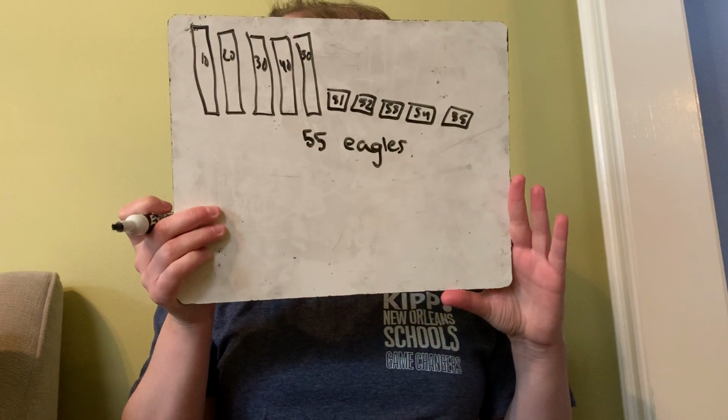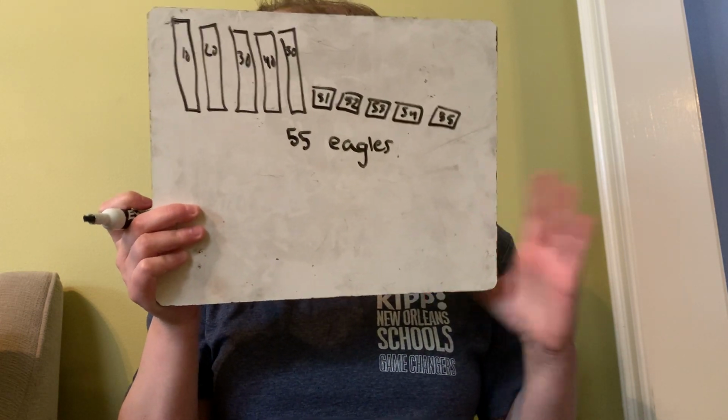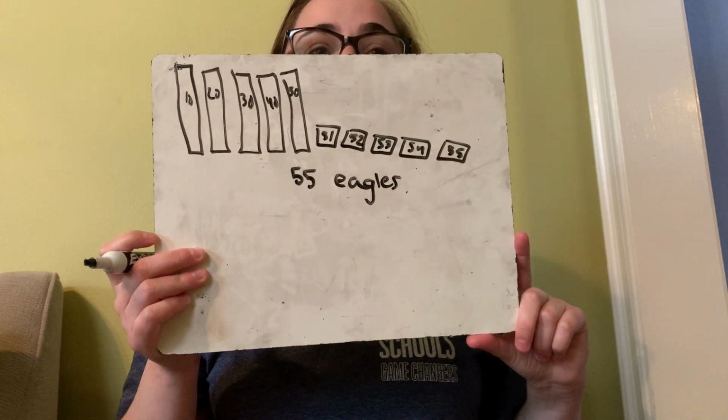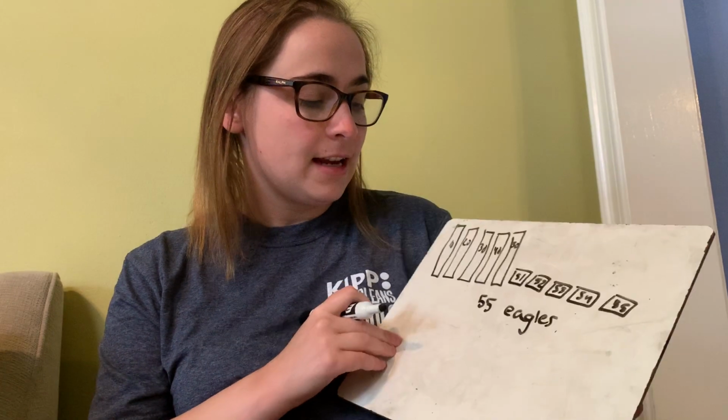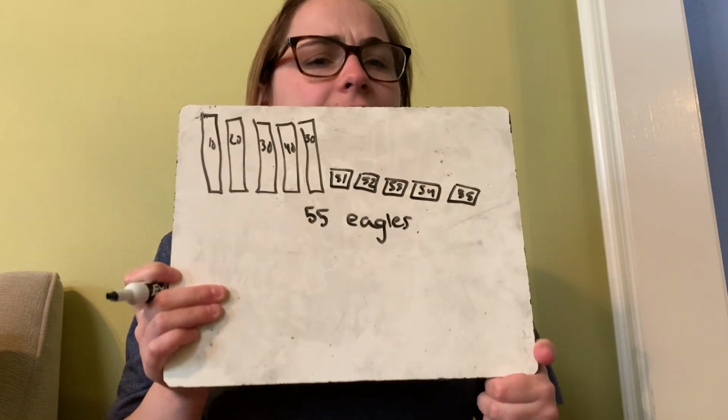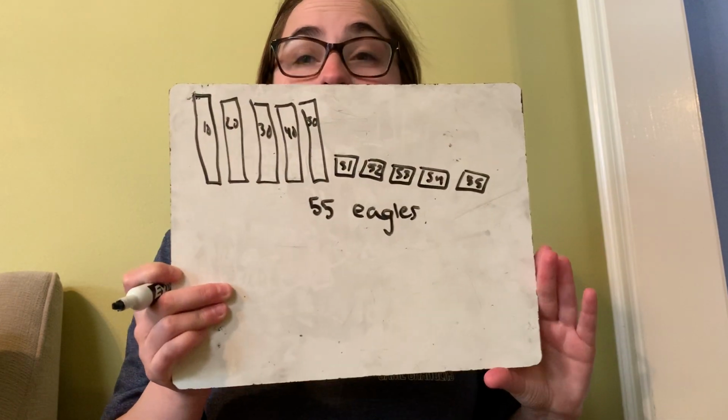The next thing that the story told us was that there were 34 hummingbirds. And we want to know how many more eagles there are than hummingbirds. Now, if I want to find the difference between two groups, I can take away the part that's the same to find what's left over.